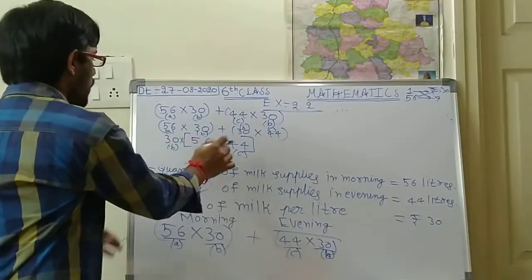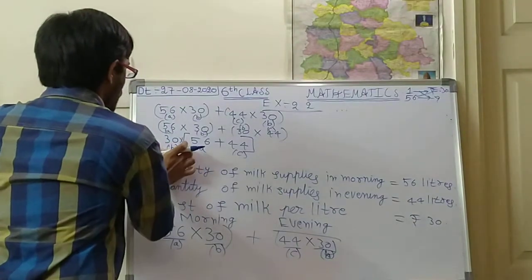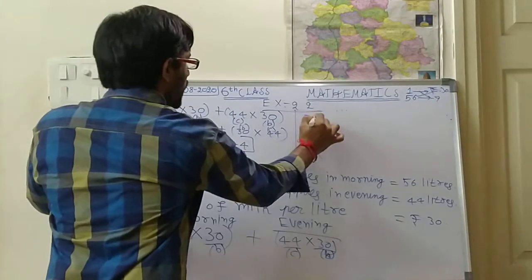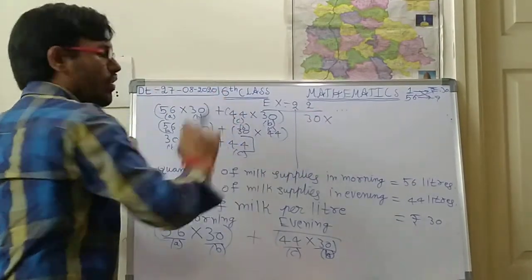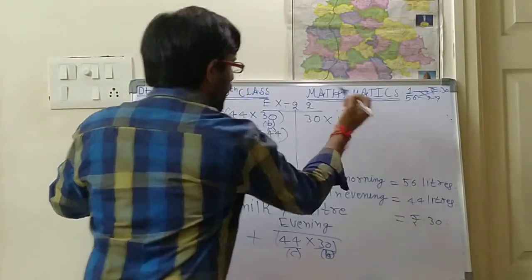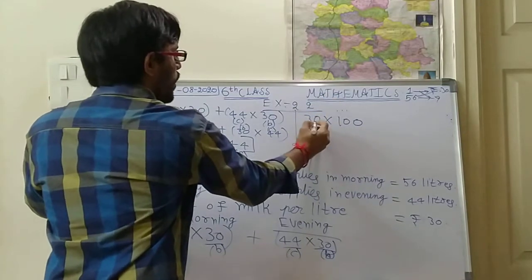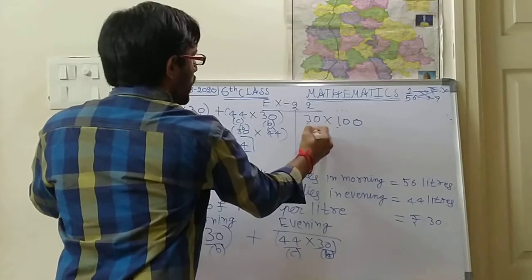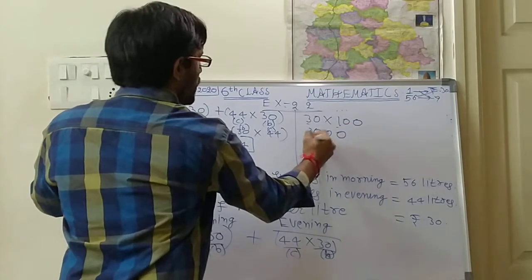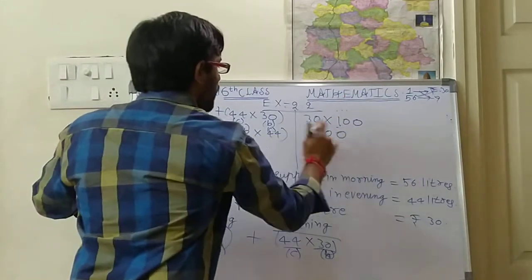Now B into A plus C. What is B into A plus C? Here 30 into, first do the brackets, 56 plus 44. What is 56 plus 44? Just now we have done. That is 100. Is it right, children? Now 30 into 100. What is 30 into 100? 3 into 1 is 3. How many zeros? Here 1, here 2 zeros, so 2 zeros. So what is the answer? 3000 rupees. He is getting rupees 3000 per day.